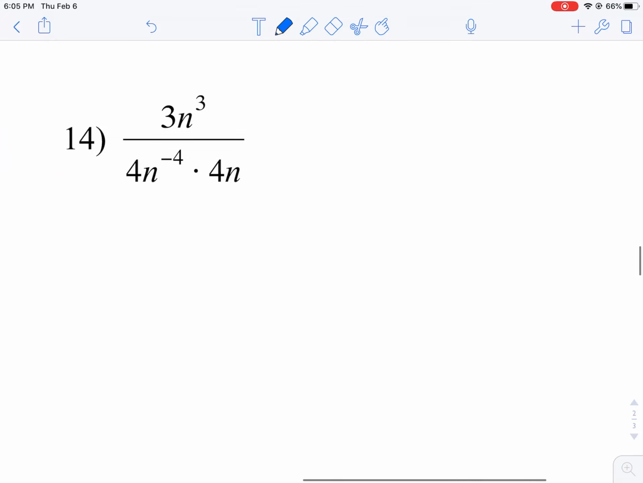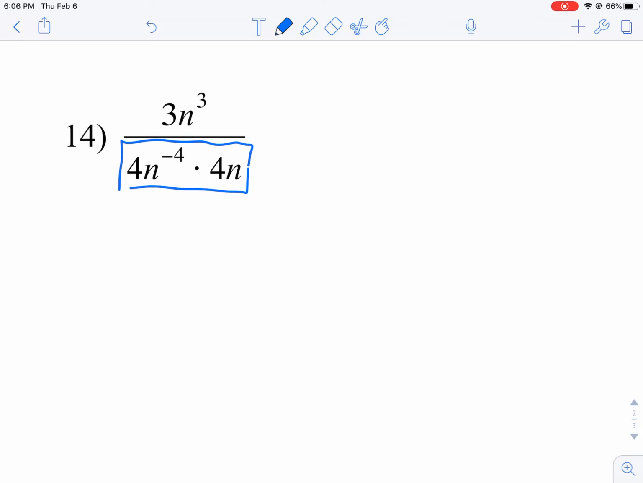Moving along. 14, now I'm getting into the dividing, and we see a negative exponent pop up here. I think the easiest approach first is to clean up this denominator. So let's clean this part up first before we try to move things around. So the top's going to stay the same, 3n to the third, over, multiply your coefficients. So 4 times 4 is 16. N to the negative fourth times n to the first. I add those exponents together, so I get n to the negative third.